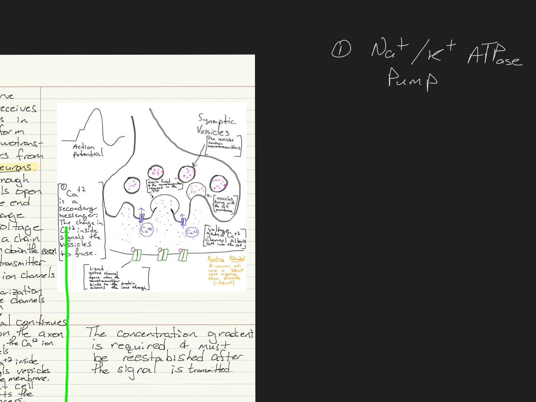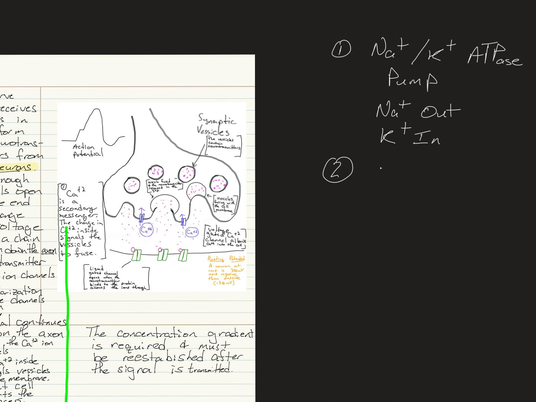It is pushing against the concentration gradient. Sodium is going out of the cell. Potassium is going into the cell. So that's happening. Then you have, we talked about the leaky channels nearby.